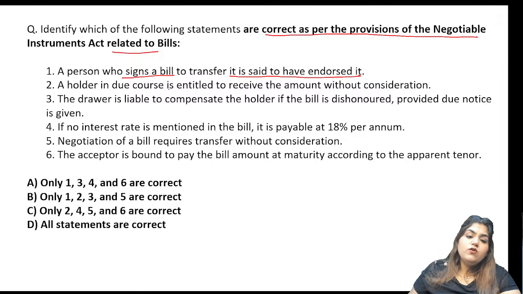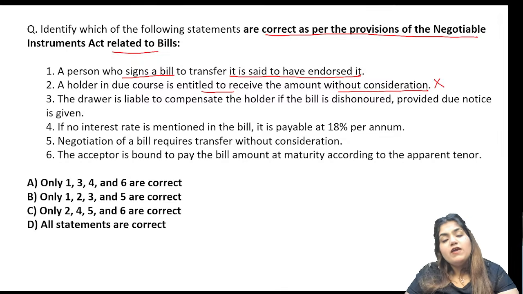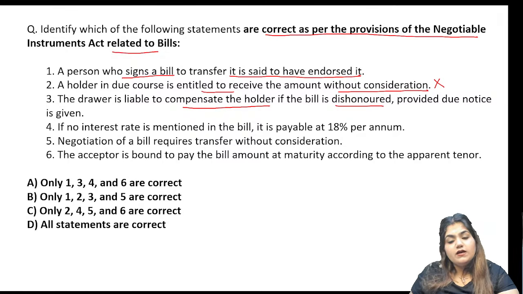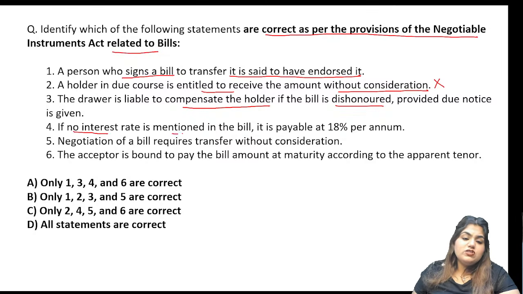Next, holder in due course is entitled to receive the amount without consideration. No, holder in due course is entitled to receive the amount if he has paid due consideration. The drawer is liable to compensate the holder if the bill is dishonored, provided due notice is given. This is correct. Drawer is liable on dishonor with notice. Next, if no interest rate is mentioned in the bill, it is payable at 18% per annum. Correct. It is given under section 80 that the rate is 18% per annum.